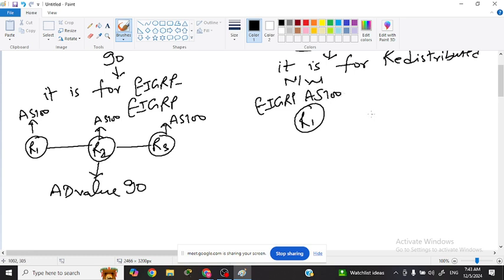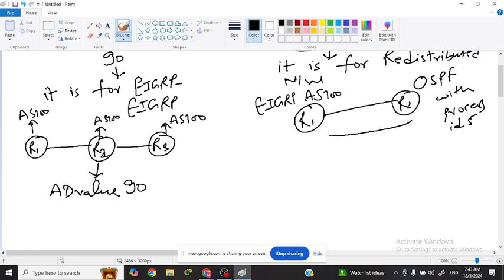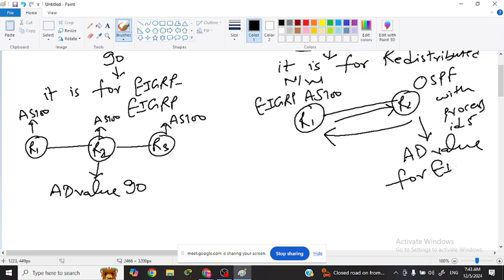And let's suppose here it is R1, on which EIGRP AS number 100 is running, and it is connected with another router R2 in which OSPF is running with a process ID of 5. And we are redistributing this OSPF network into EIGRP and this EIGRP into OSPF. Then on R2, the AD value for EIGRP will be 170. Is it okay for everyone?